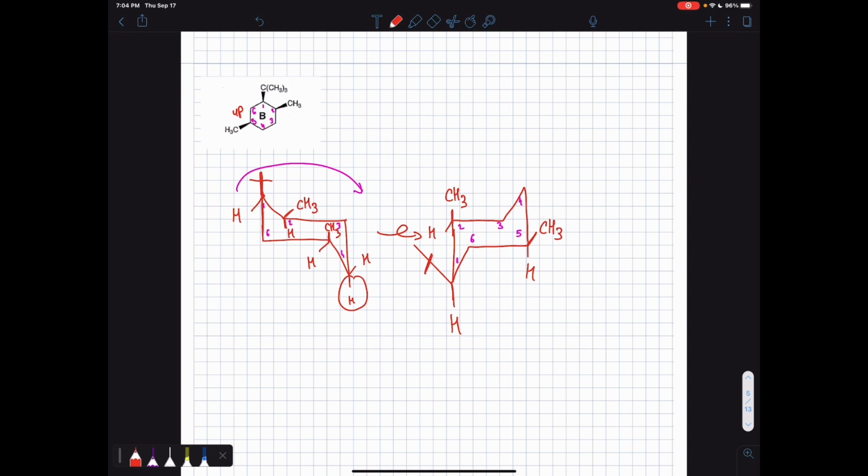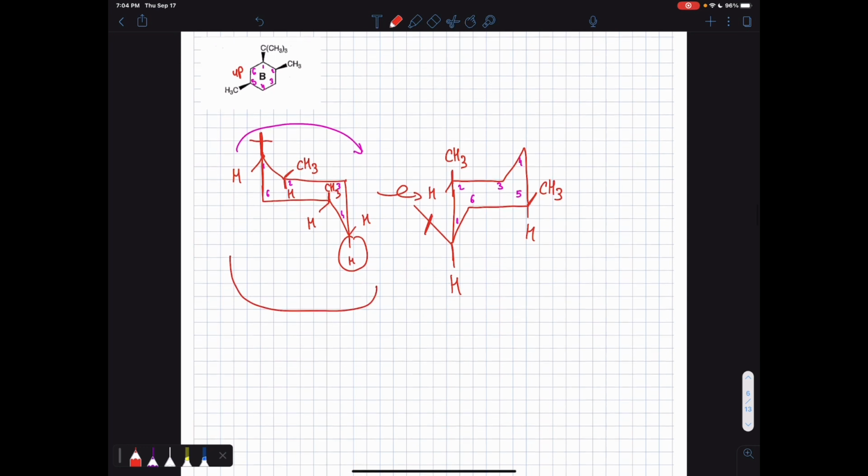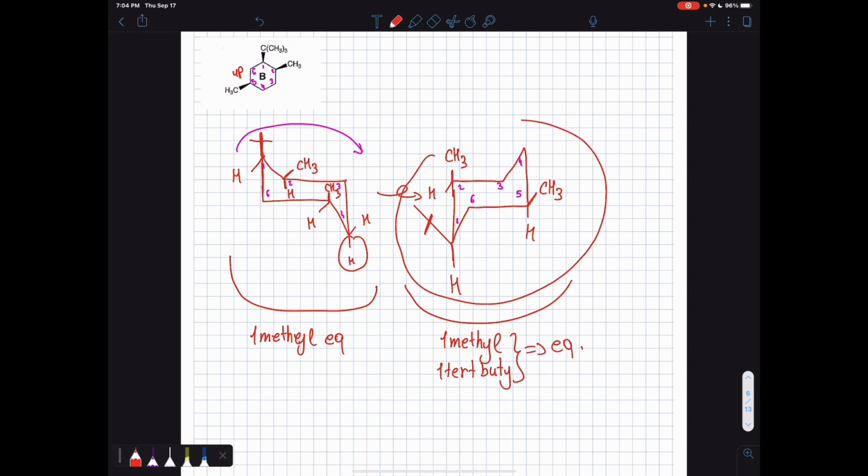So now looking at this, we have on this one, one methyl on the equatorial. But here we have one methyl, and then we have one tert butyl. They're both on the equatorial. So this tells us that this one is going to be the more stable one between the two. So you draw this one in your answer.